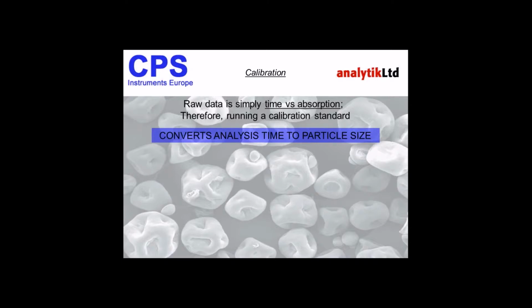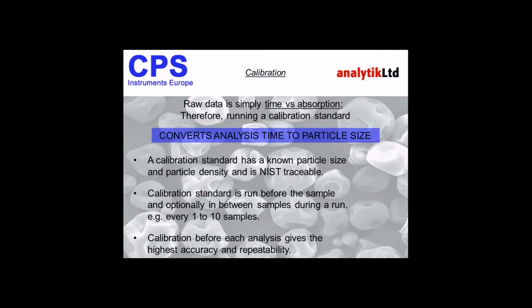What we have to remember is that the raw data is simply time versus absorption. By running a calibration standard, we can convert the time axis to particle size. A calibration standard is of known size, a known density, and is traceable. We can run a calibration in between every sample, or optionally, you may decide to run a calibration in between every 1 to 10 samples. The more times you run it, and certainly if you calibrate before each analysis, that will give you the highest level of accuracy and repeatability.